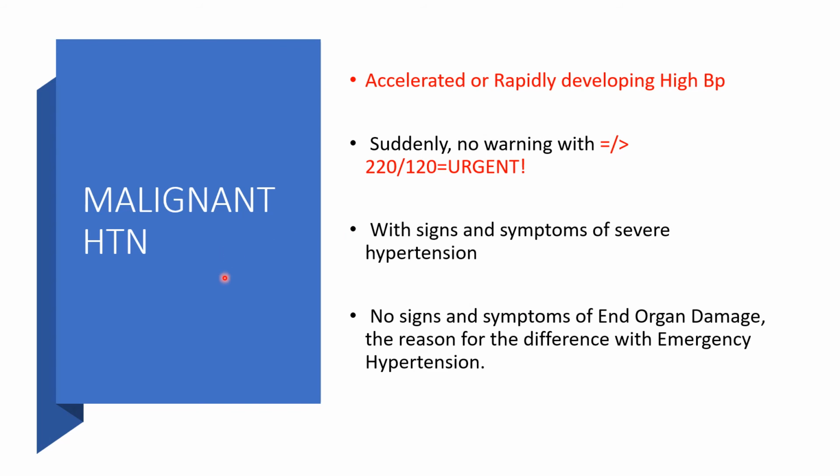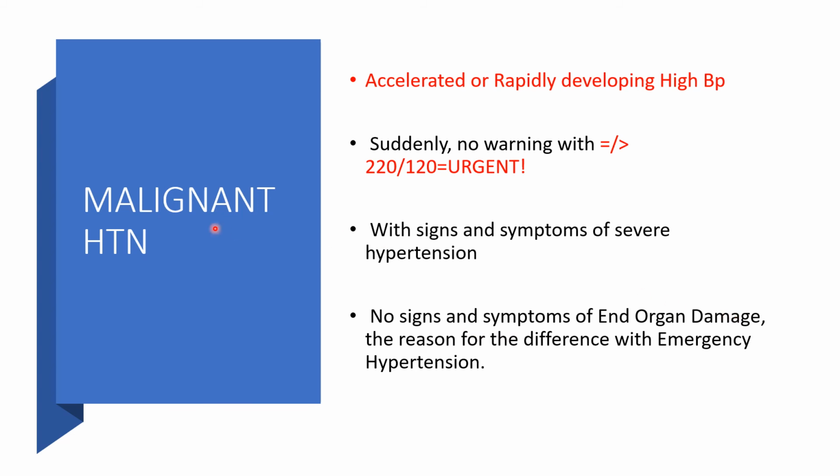Okay, malignant hypertension. Accelerated or rapidly developing high blood pressure is known as malignant hypertension. This is going to occur suddenly without any warning sign or signs, with BP that could be as high as 220 over 120 millimeters of mercury. This is hypertensive urgency. There will be signs and symptoms of severe hypertension, headache, nausea, vomiting, blurred vision, and so on. But there will be no signs and symptoms of any organ damage.